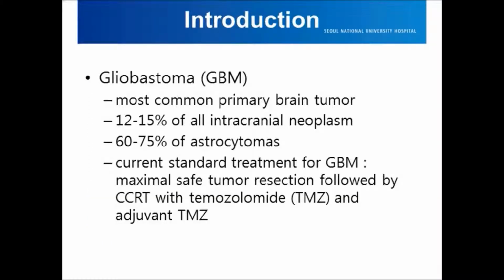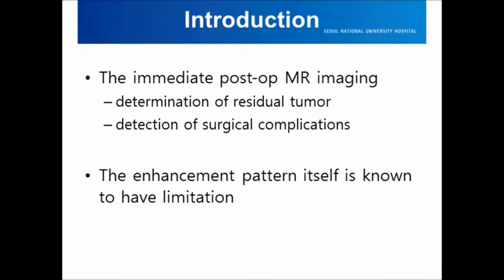Glioblastoma is the most common primary brain tumor, representing between 12 to 15% of all intracranial neoplasm and 60 to 75% of astrocytomas. The current standard treatment for GBM is maximum safe tumor resection followed by concurrent chemoradiotherapy with temozolomide and adjuvant TMZ. Immediate post-operative imaging is used for determination of residual tumor and detection of surgical complications.